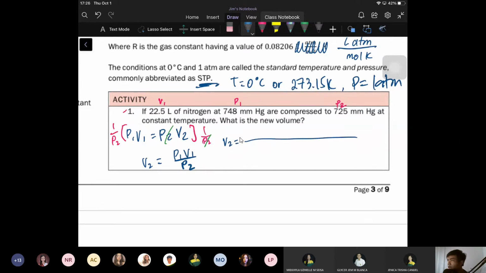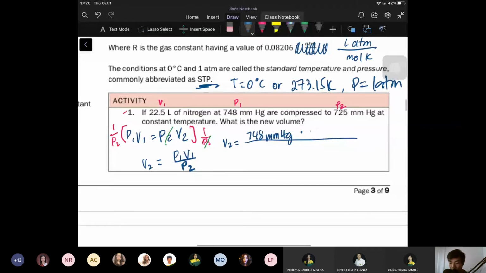Solve na natin, no? So, plug in lang yung info. P1 748 mmHg. Volume 1, 22.5. Pressure 2, 725. Then, dapat yung units magka-cancel, no? So, just observe the proper units, no? Kasi baka mamaya magkaibang units yan, then you have to convert, no? But if they have the same units, edi good to go yan, no? So, allow me to solve for it, no?